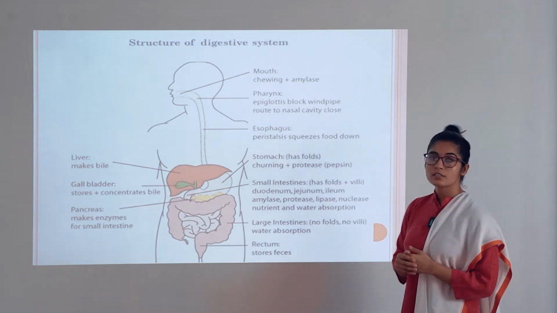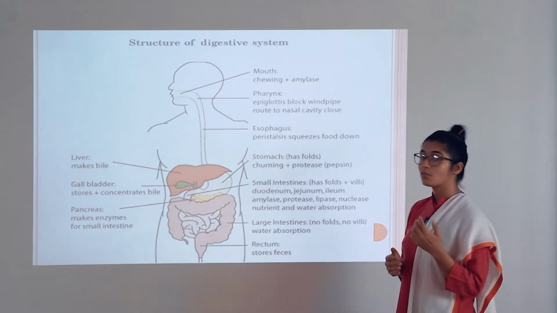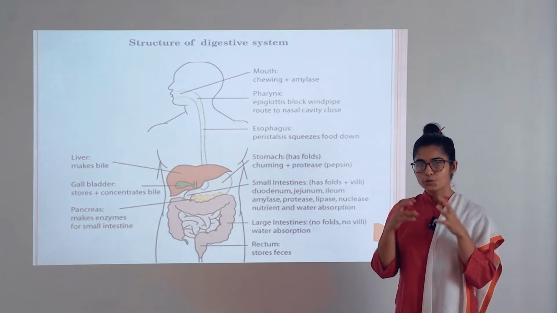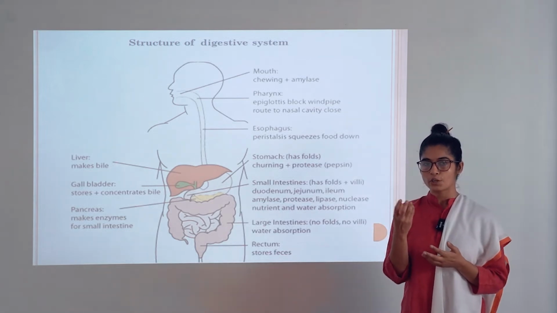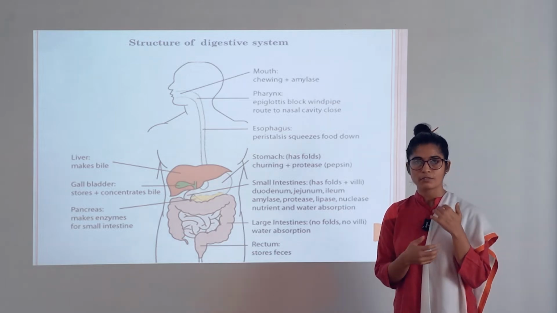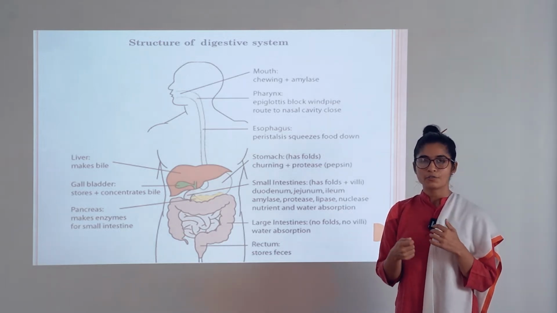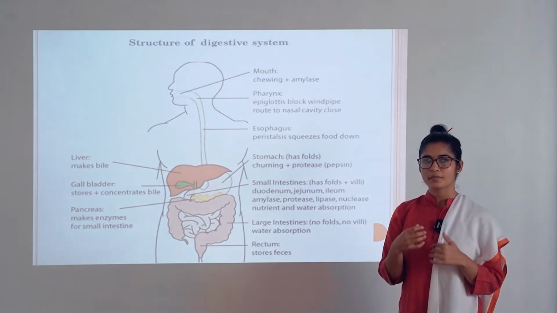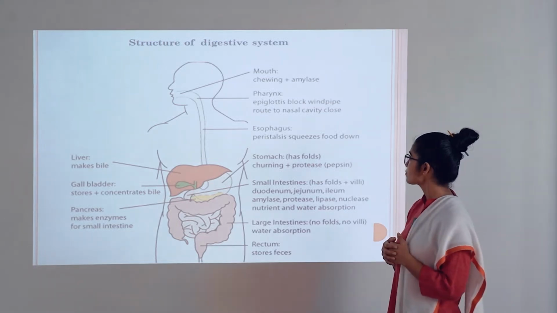So the very first part of this digestive system is the mouth. The function of the mouth is to chew the food. We also have teeth. Teeth are also part of the digestive system, which work on the food, biting and cutting the food and nuts that way.